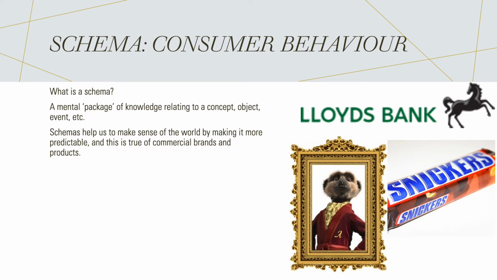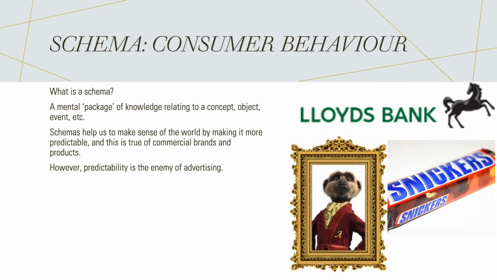Schemas help us make sense of the world by making it more predictable, and this is true of commercial brands and products. Schemas allow us to take shortcuts in the world. If we had to process everything from scratch every time we hear something or see something, it would take a long time to process any sort of information. So schemas are very useful in helping us make sense of the world. Commercial brands and products do this all the time. They make something very predictable.